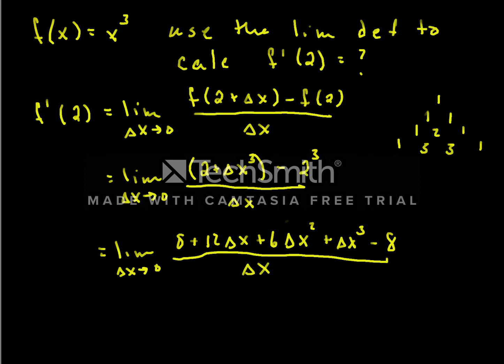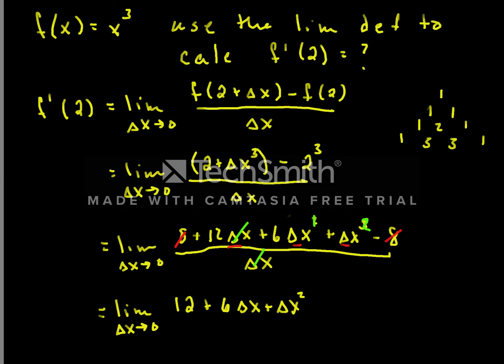Now the 8 and the 8 cancel from addition and subtraction, and now every single one of my terms has a delta x, so I get some canceling there. This delta x cancels with that one, the degree goes down by 1, and this goes down by 1. This becomes a 2. So this is equal to the limit as delta x approaches 0 of what's left over: 12 plus 6 delta x plus delta x squared.